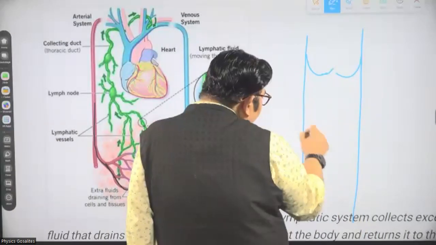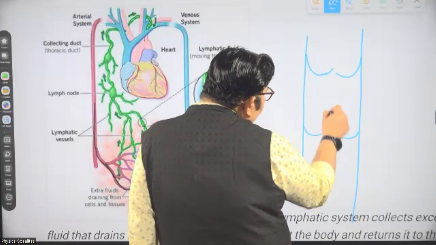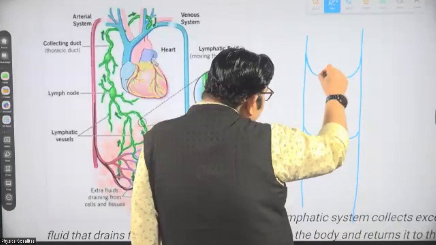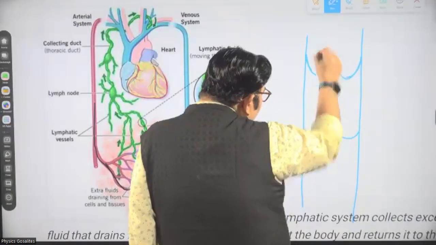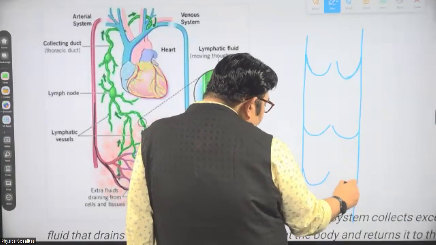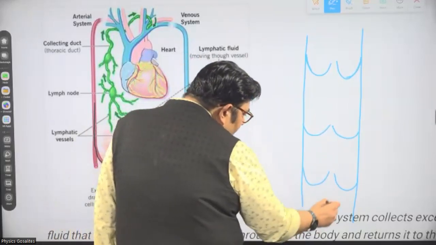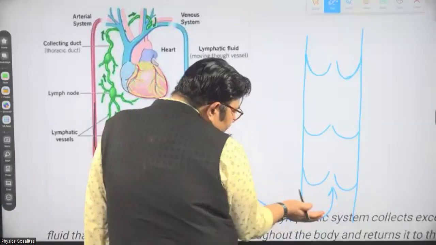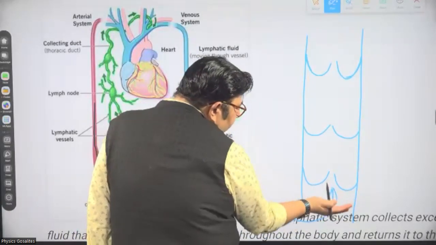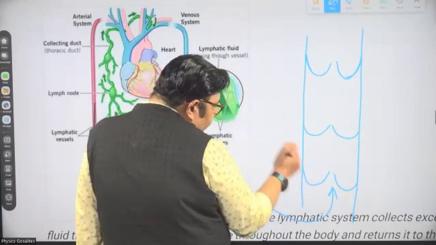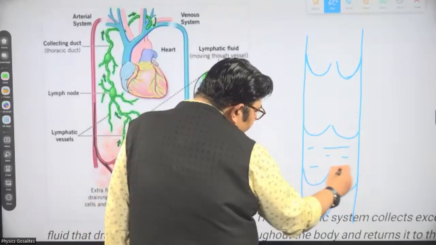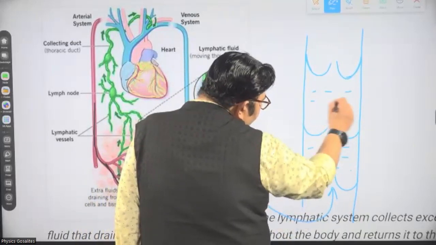Valves are the structures that maintain unidirectional flow, dear children. So what is happening? Suppose the blood is going up. Suppose by a push of any muscle, the blood has just moved up. Okay, so the blood was here, and this blood has moved up, and now it is here, right?